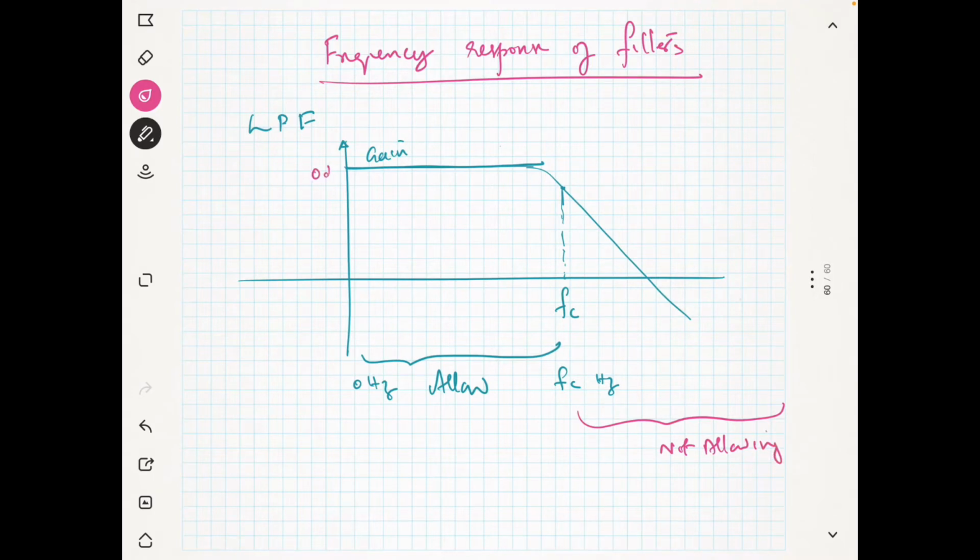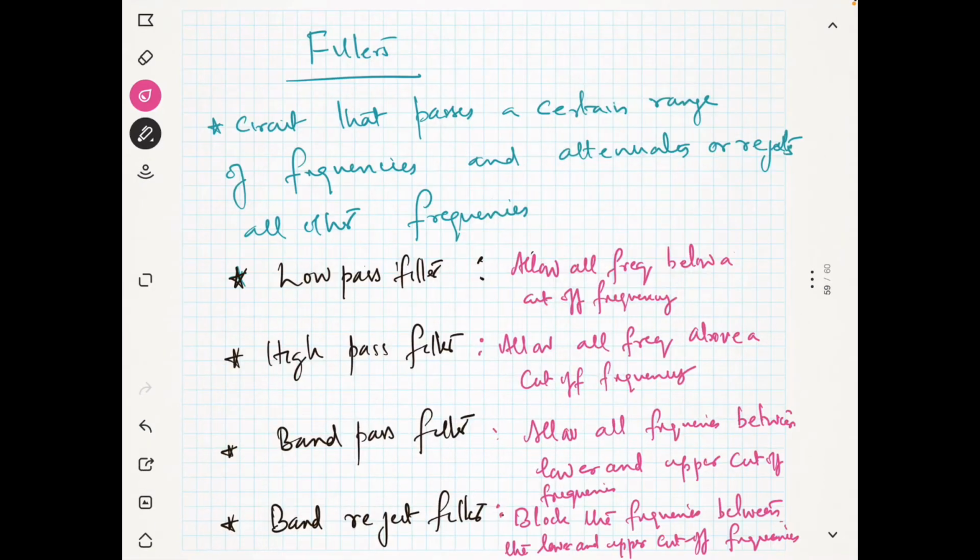So this is 0 dB, for example. 0 dB means the gain is equal to 1. So this is the low pass filter, which I will call LPF. Then high pass filter I will call HPF, band pass filter I will call BPF, and the band reject filter I will call BRF.